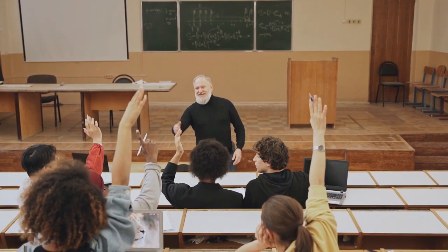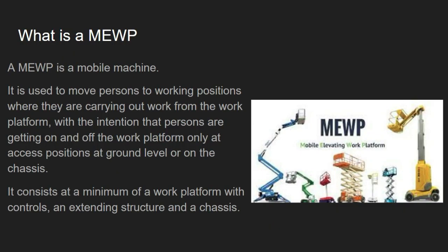Yes, you. An MEWP is a mobile machine. It is used to move persons to working positions where they are carrying out work from the work platform, with the intention that persons are getting on and off the work platform only at access positions at ground level or in the chassis. It consists at a minimum of a work platform with controls and extending structure in the chassis.